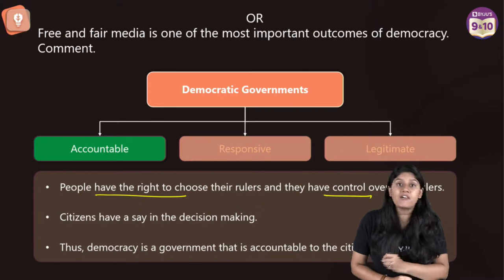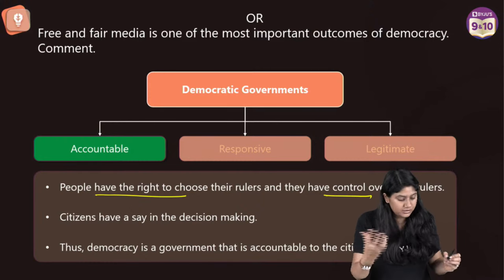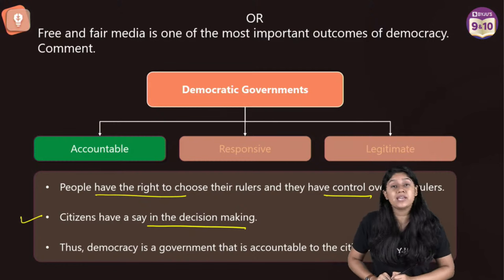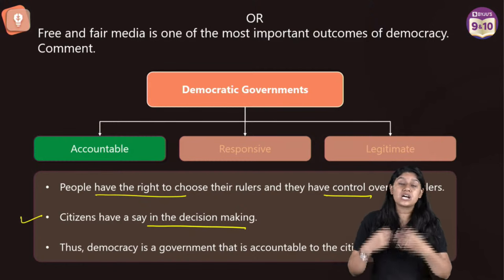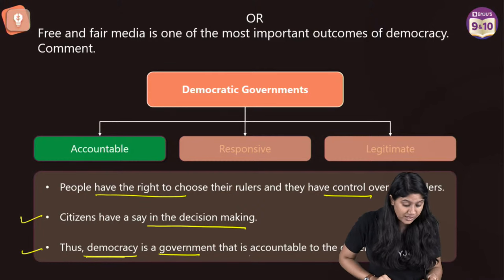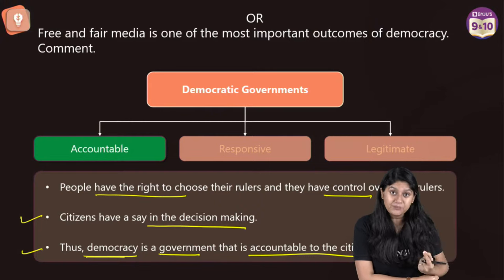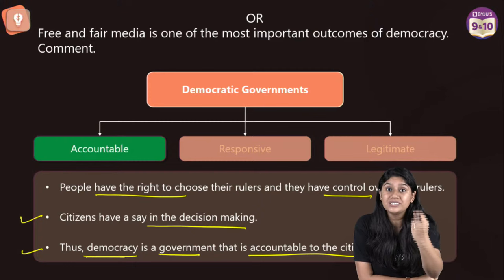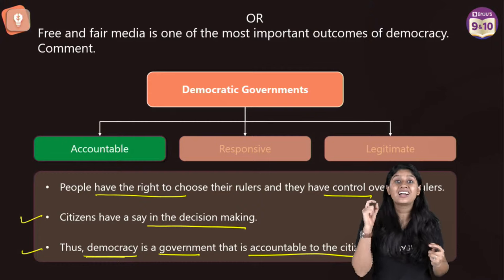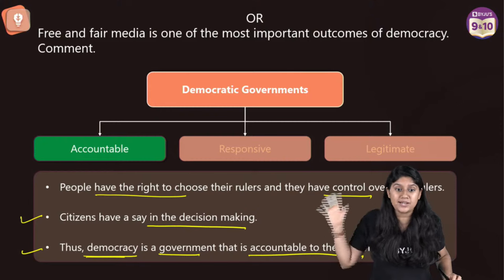So an accountable government is one where people can choose their leader. Citizens have a say in the decision making. We can definitely put out our opinions there, right? And this way, democracy is a government which is accountable to the citizens. We know that the government is accountable because we are the ones who are electing it, right? We are the ones who will be raising a voice for the decision making. The government has to listen. That shows that they are accountable. Clear with this? In this question, please do pay attention.